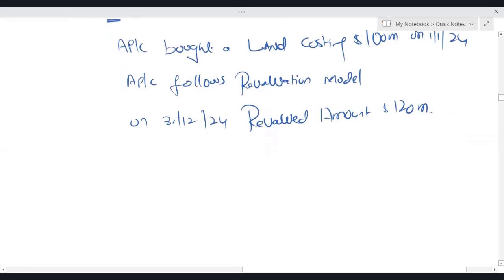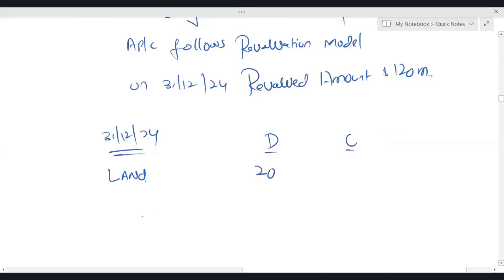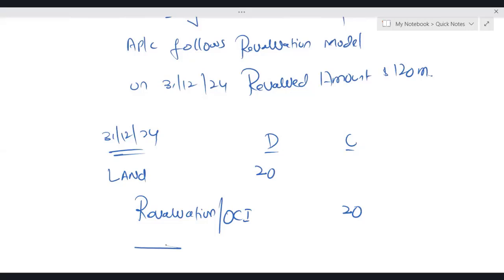It means that on December 2024, the double entry is: land debit by 20 million, revaluation surplus, which goes to OCI, other comprehensive income, credited by 20 million. December 2024, land is debited by 20, revaluation surplus/OCI is credited by 20. Okay. Let's say the tax rate is 30%.